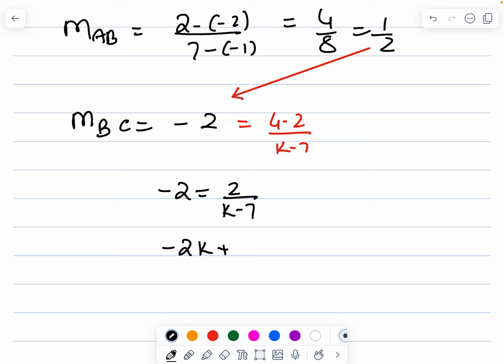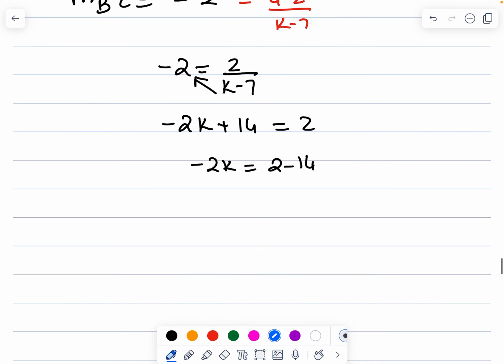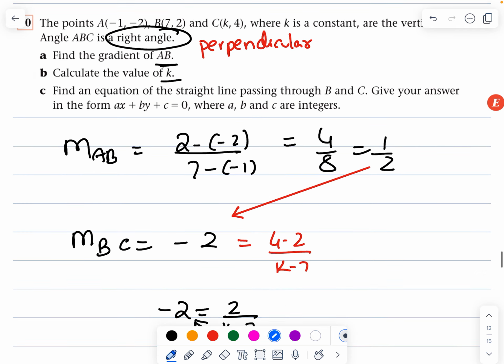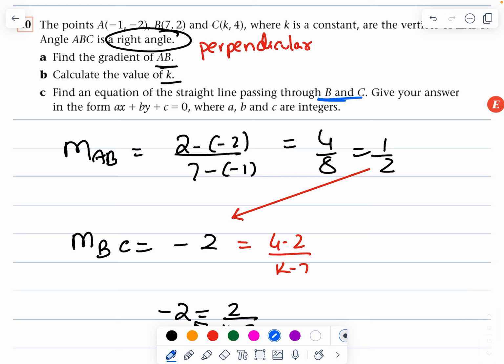Negative 2k plus 14, cross multiplication I did, equals 2. Negative 2k equals 2 minus 14. Negative 2k equals negative 12. k equals 6. That's going to be the answer. Find an equation of a line passing through B and C.